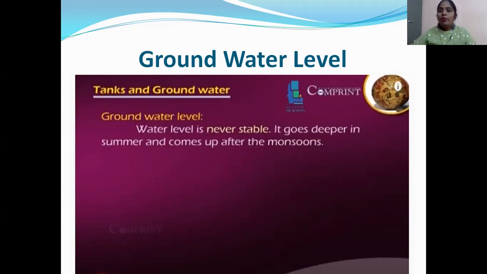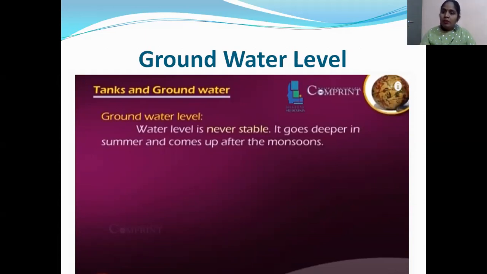So what happens exactly? During the summer season, it is never stable. Never stable means what? It is never constant. Children, it fluctuates. The level fluctuates. It goes deeper in summer and comes up after the monsoons, that means after the rainy season.